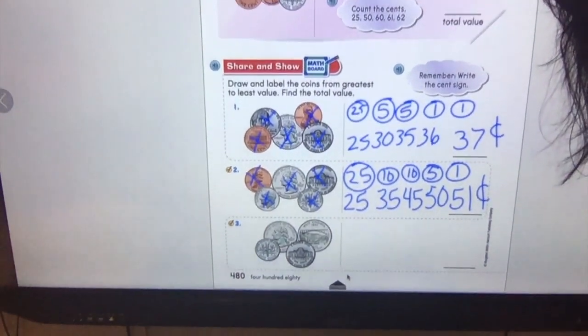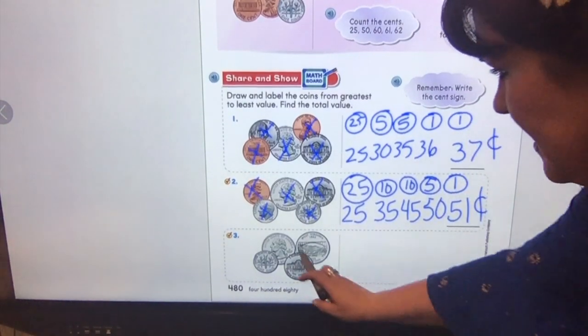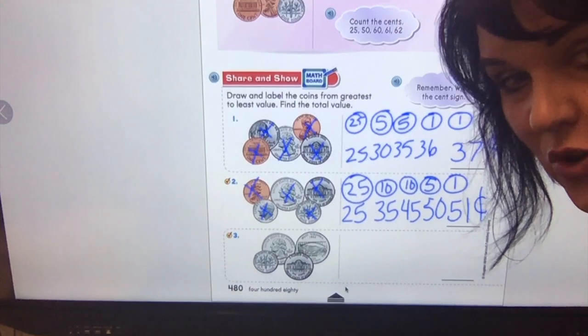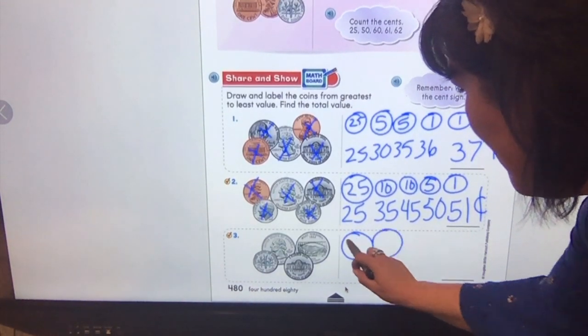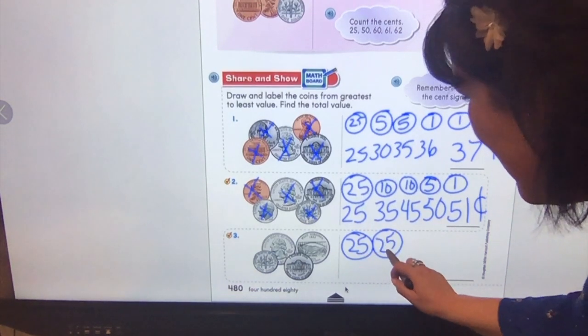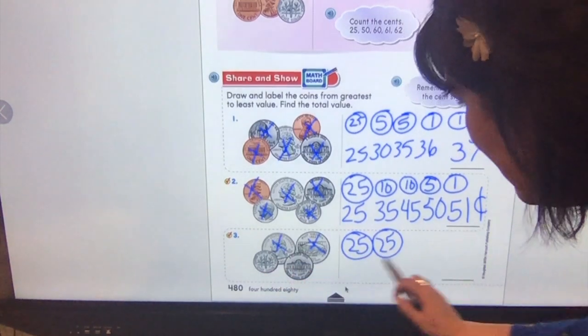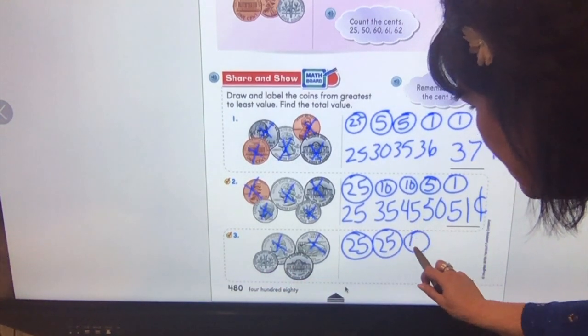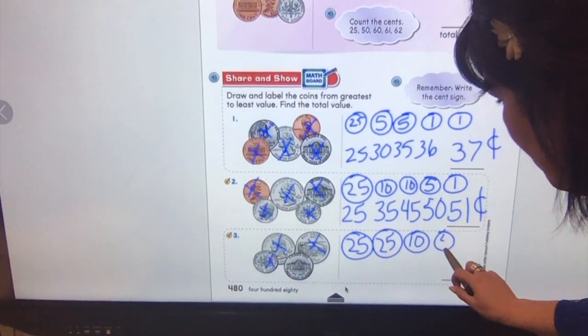This last collection, oh, I spy, it has no pennies in it, does it? Let's go ahead and do it. I spy 2 quarters. So we're going to put our 25s right in there. And then we have a dime. Oh, I almost forgot to mark that out. And then we have our dime, 10 cents. And then we have our nickel, 5 cents.